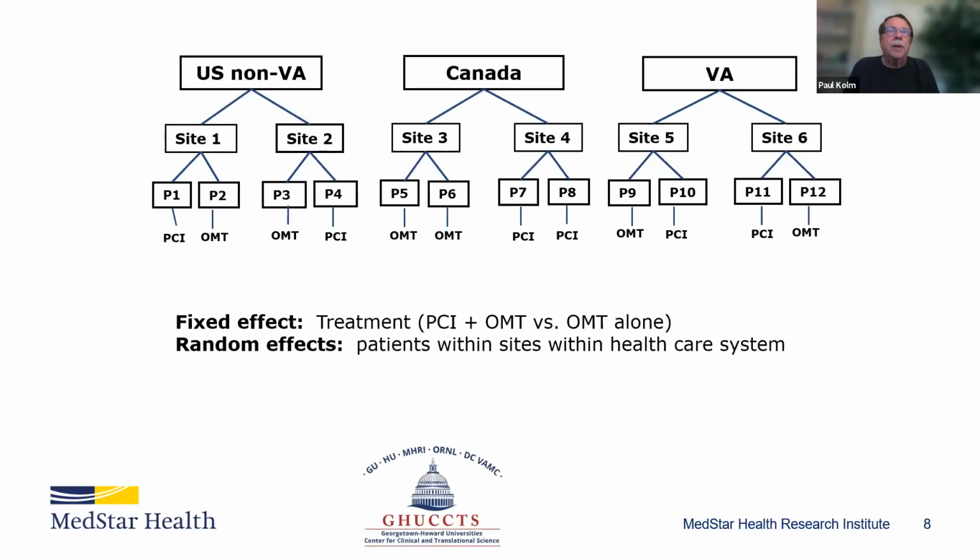And so this is a schematic of what we mean by random and fixed effects. So obviously the fixed effect is going to be the treatment. And so in the COURAGE trial, the analysis was looking at PCI, percutaneous coronary intervention, versus optimal medical therapy. And so that's our fixed effects. The random effects in this study would be the patients, as patients are always random effects. Sites are a random effect, and then the healthcare systems are random effects.